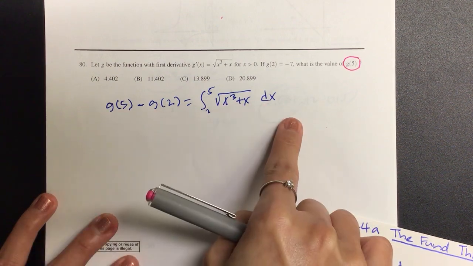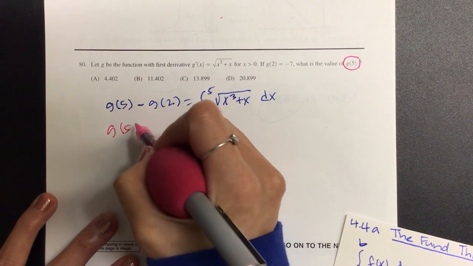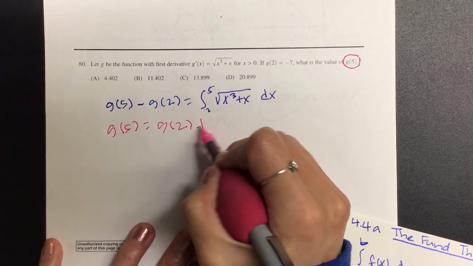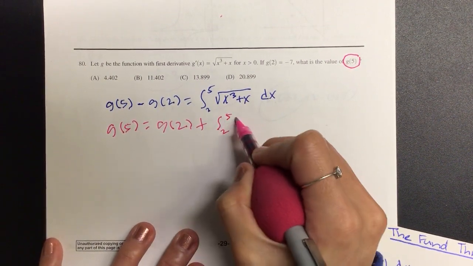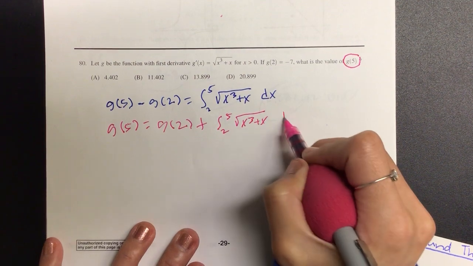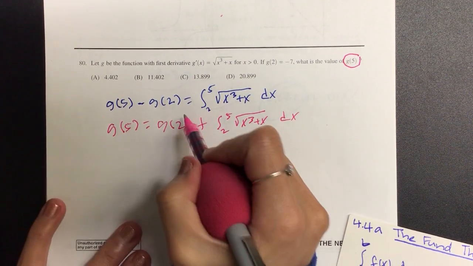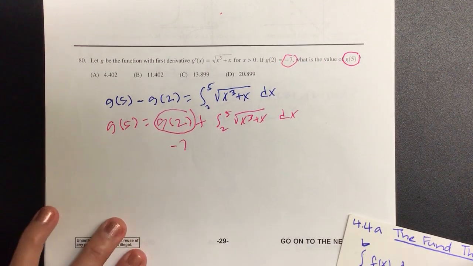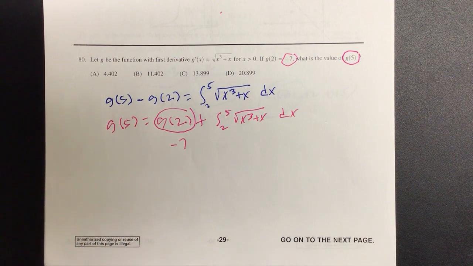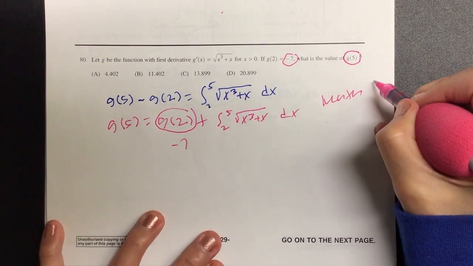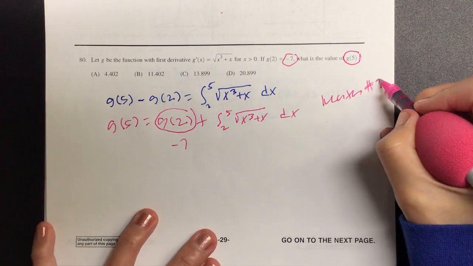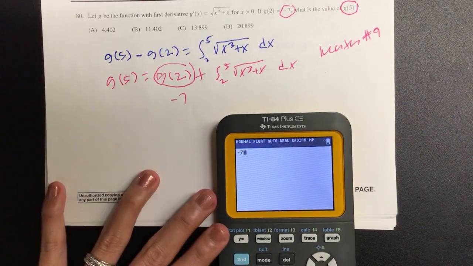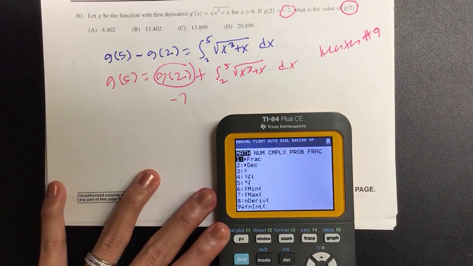Do we all see that? Okay, so I have g of 5 is equal to g of 2 plus the other side that I'm just going to copy. And what's also nice is, don't we already know what g of 2 is? -7. And then the integral is going to be math 9. So let's all write out math number 9, but before that, we want to put in -7 first. Plus, and then it's all about just typing it in.